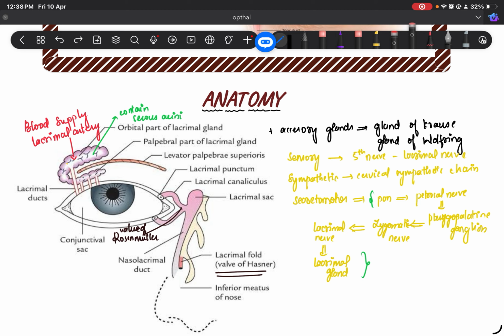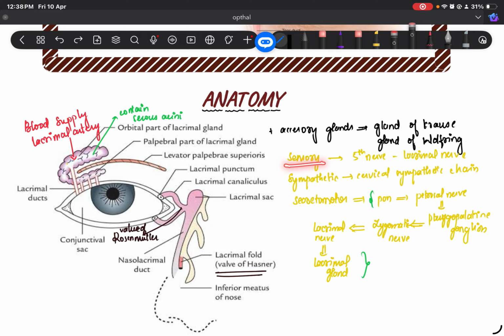Now coming to the lacrimal gland arterial supply. It is supplied by the lacrimal artery, branch of ophthalmic artery. Ophthalmic artery is a branch of internal carotid artery. It also contains serous acini. It is similar to the salivary gland. And the accessory lacrimal glands are glands of Krause, glands of Wolfring.